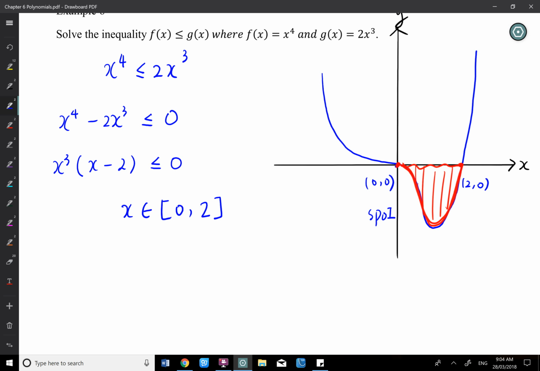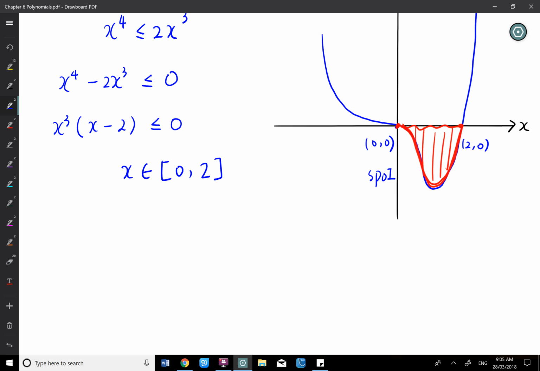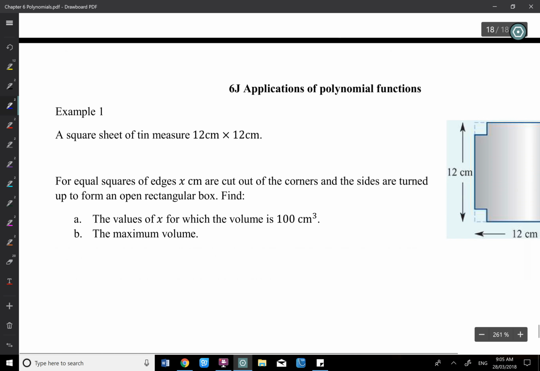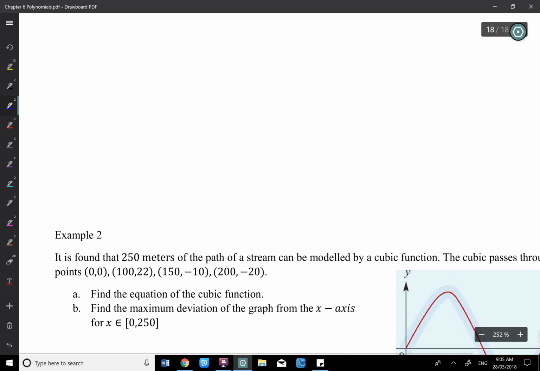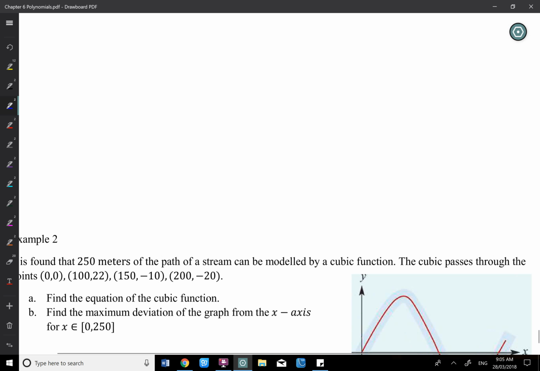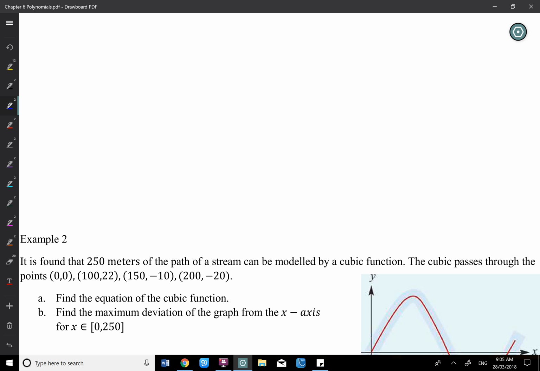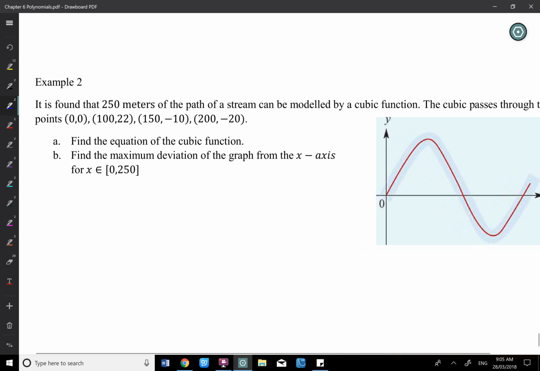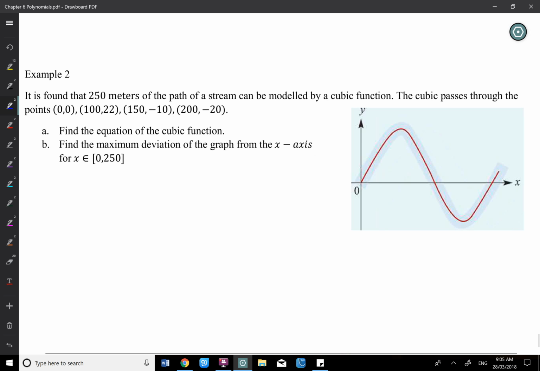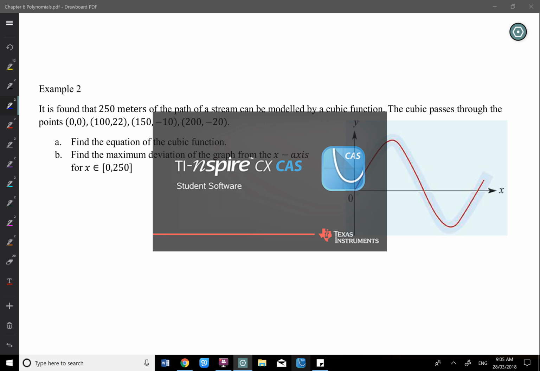Okay, this question basically shows you how to sketch a repeated factor for an odd number of times, so that it becomes a stationary point of inflection. You need to show that on the graph if asked to sketch it. Okay. I want to show you example 2 first, for some calculator thing.